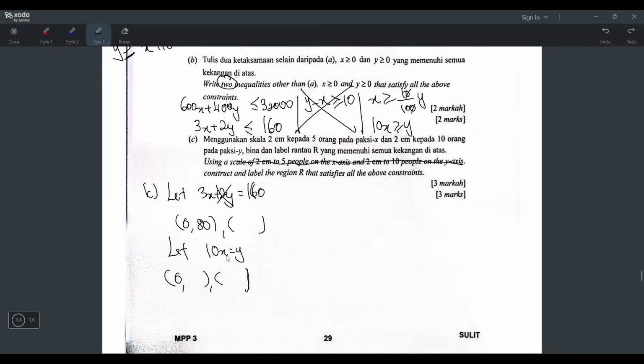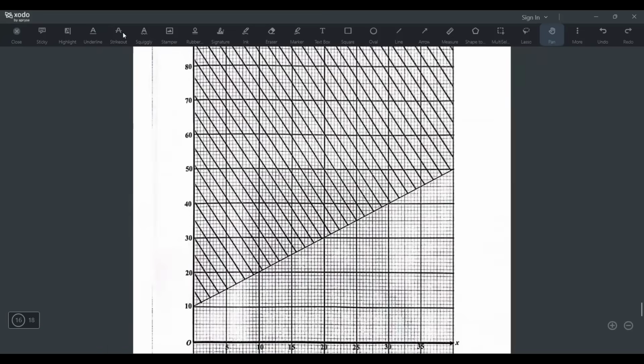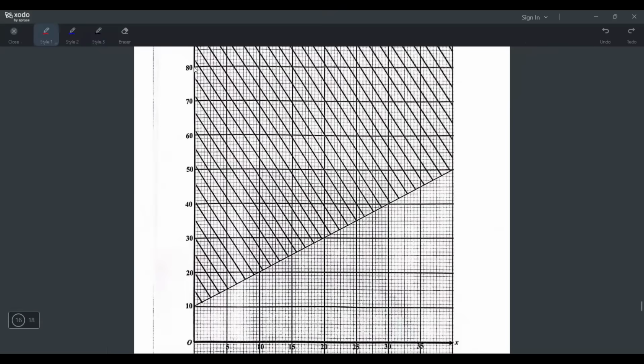Okay, this one we do x equals 0. So if your x is 0, your y will be 0 times 10, which is 0. But if you sub y equals 0, you get back x equals 0 also. So we have to choose another point for that. But it's okay. Let's plot the 0, 80 first. So 0, 80 is definitely here. Okay, I'll use red color so that it's more visible for you. But you don't use a red pen in the exam, you use pencil. Okay, 0, 80, that's the first point.